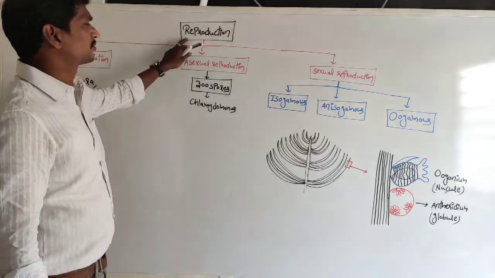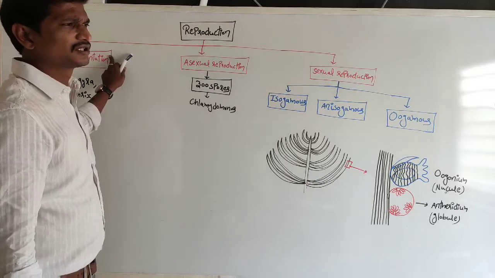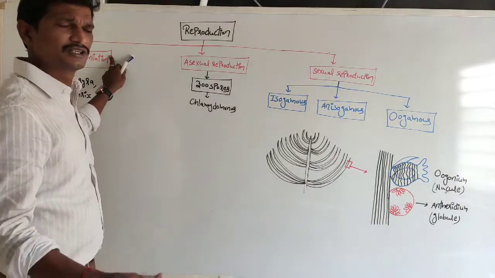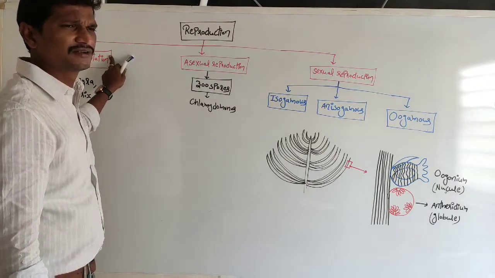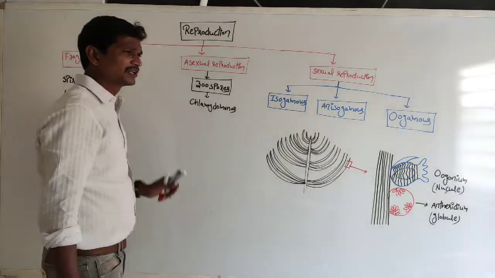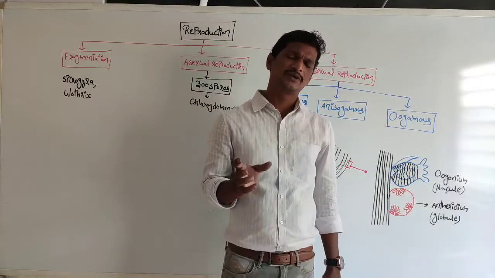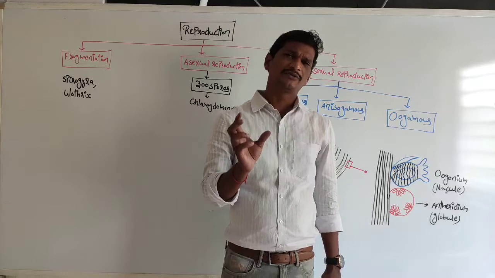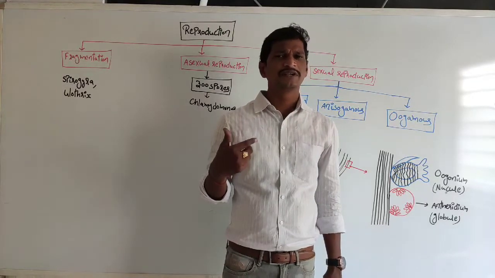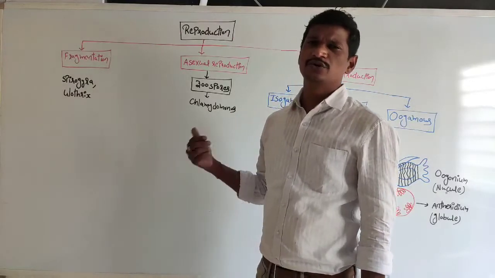So here the reproduction process, fragmentation. In the last class also we discussed the filamentous algae which are involved in the fragmentation process. So the filamentous body breaks down, and each fragment has the capacity to produce the complete organism. Examples are Spirogyra and Ulothrix.